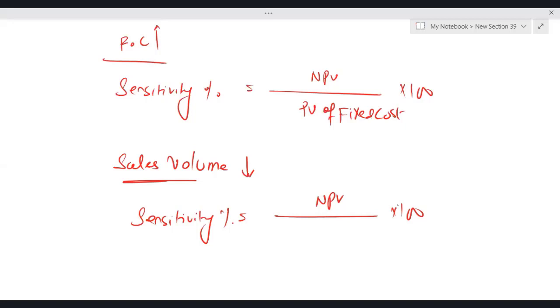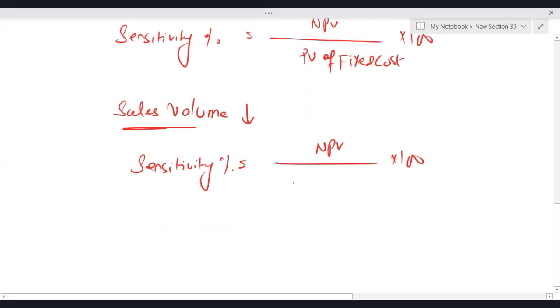Okay, let's see what is the answer. Contribution, perfect. Because when the sales volume reduces, your sales as well as variable costs both will reduce. And the output of sales and variable cost is the contribution. So present value of contribution.